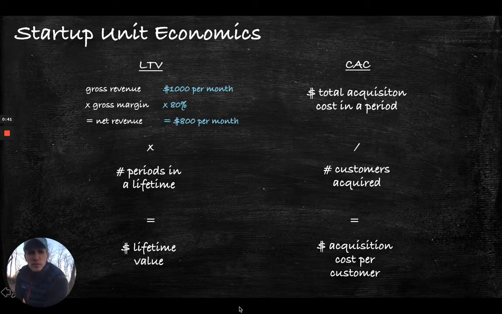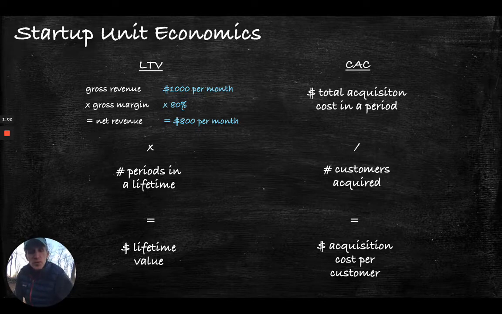Let's say we have a software startup that charges its customers $1,000 a month. Now, gross margin matters. In software, you might have a gross margin of 80%. In hardware, due to much higher COGS, your gross margin might be 20%. So for now, let's assume we have a SaaS startup and they're keeping a net revenue of $800 per customer per month.